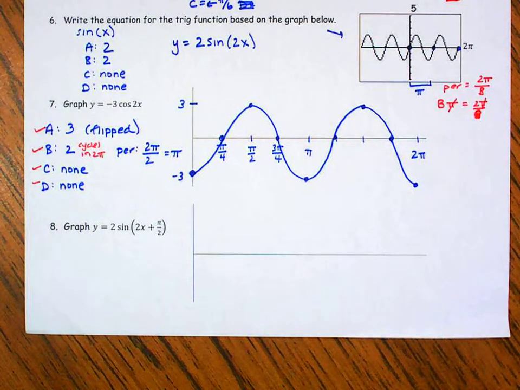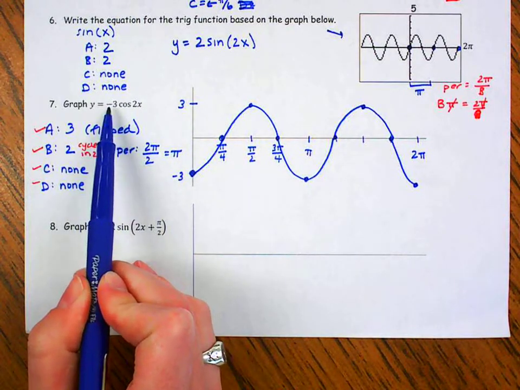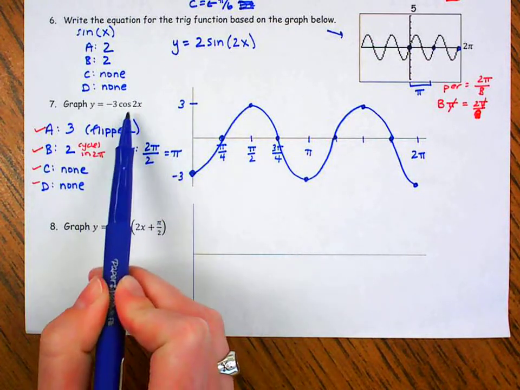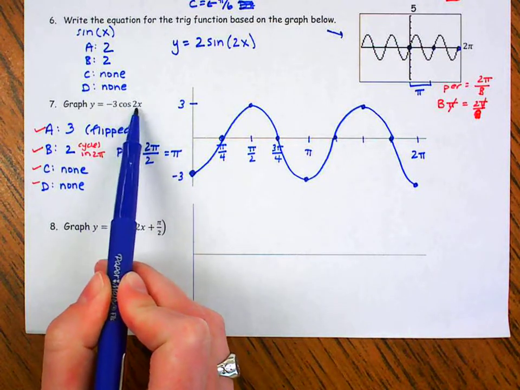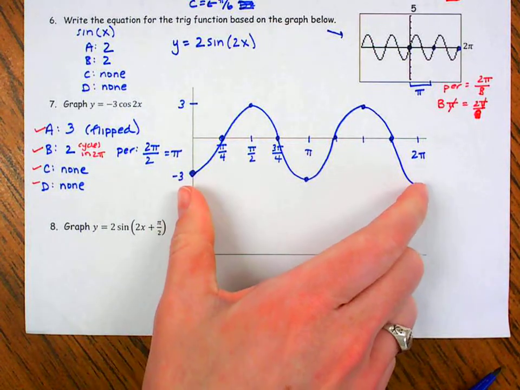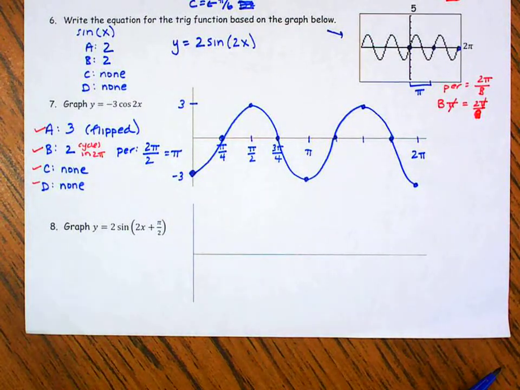Okay. If I just recap this real fast, you'll notice that it says that my amplitude was 3. So I went up and down to 3 and negative 3. The negative means it's flipped, so cosine started at the bottom. And then this told me that I should have 2 full cycles in 2 pi, and you'll notice I got 2 full cycles. Here's my first cycle. Here's my second cycle. Let's do another one.